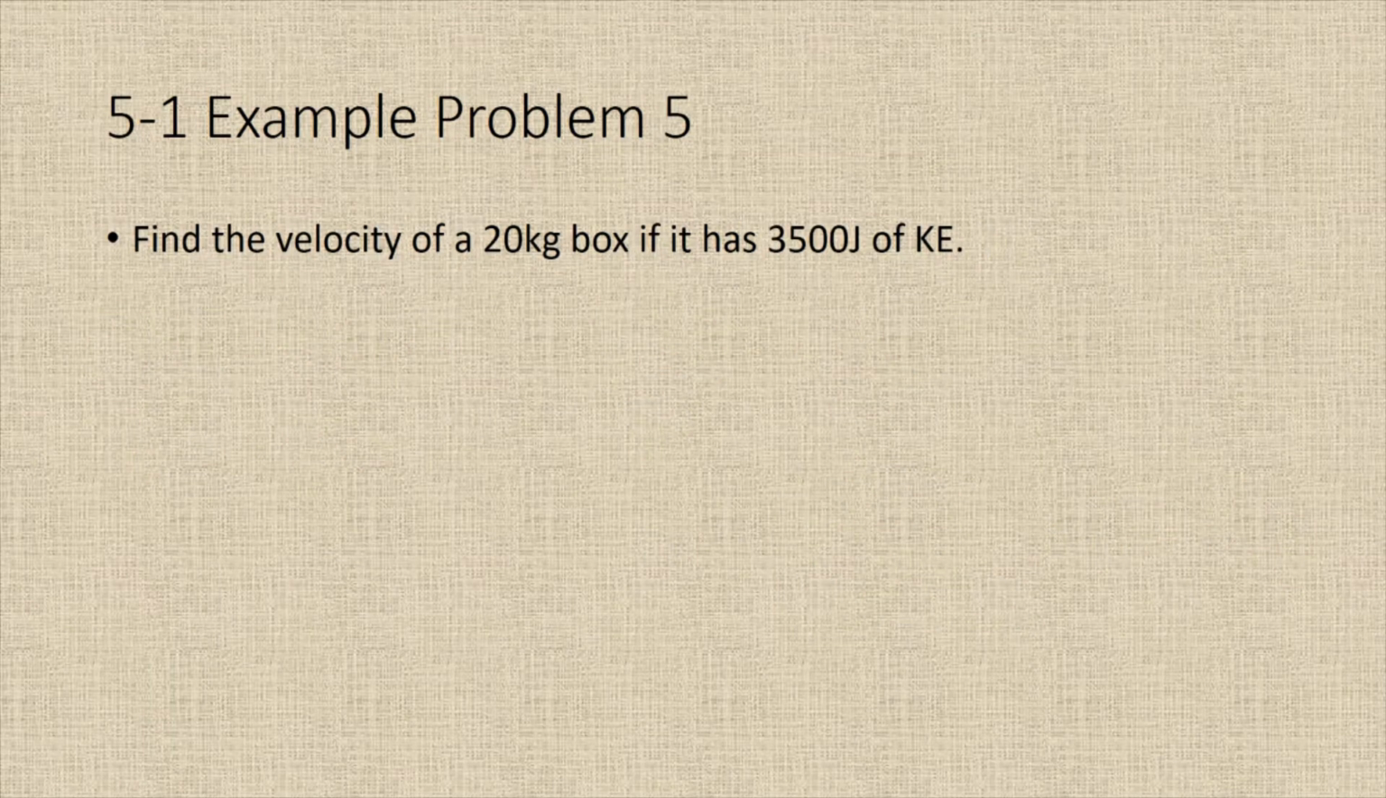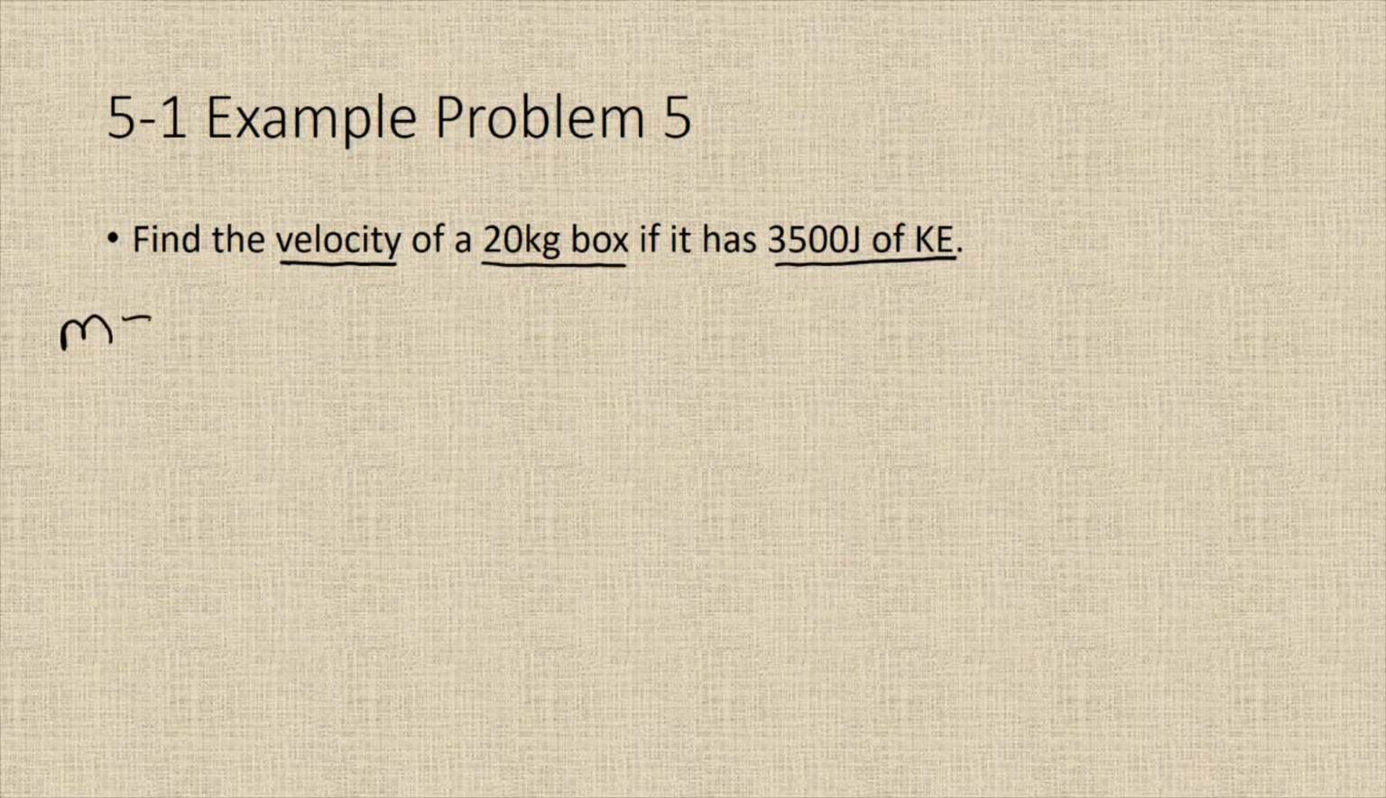So continuing on here, we're taking a look now at problem 5. Now this one's a little bit more straightforward. Find the velocity of a 20 kilogram box if it has 3,500 joules of kinetic energy. So this problem is very explicit with what it gives us. We know that we've got a 20 kilogram box that has 3,500 joules of kinetic energy. We're tasked with finding the velocity.